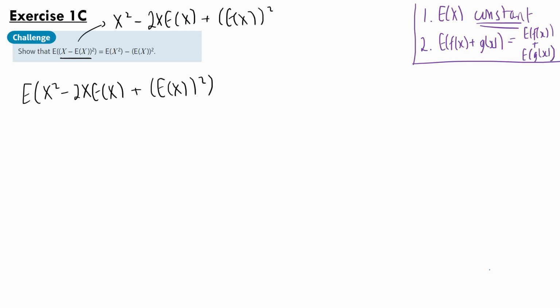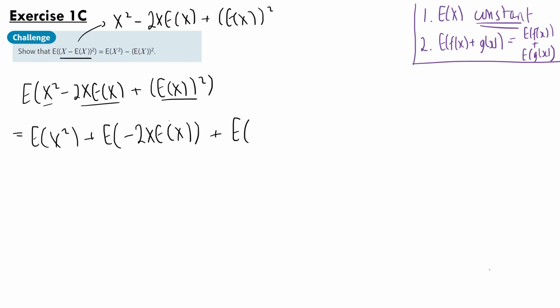And using these rules, we have this is equal to, splitting each of these three terms separately, the expected value of x squared plus the expected value of minus 2x E of x plus the expected value of E of x squared.